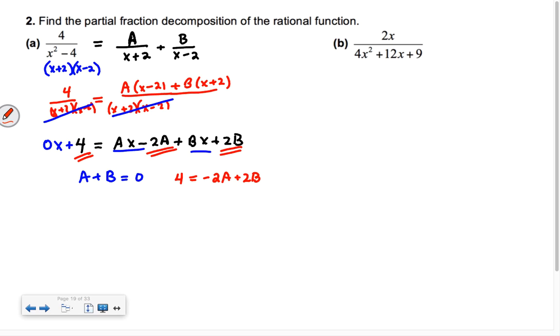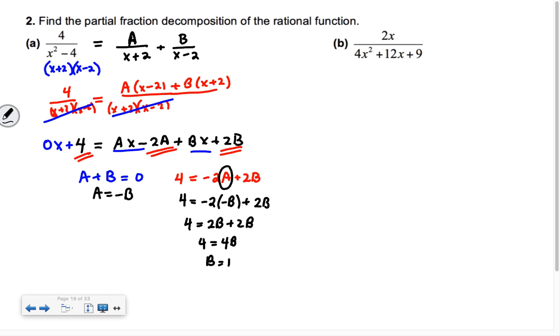So what do we have here? A system of equations. Good thing we just practiced this with projectile motion, right? So we can solve for a. We can say a is equal to negative b, and then we can replace a with negative b. So we get 4 equals 2b plus 2b. So 4 equals 4b, so b equals 1. So what's a then? Negative 1.